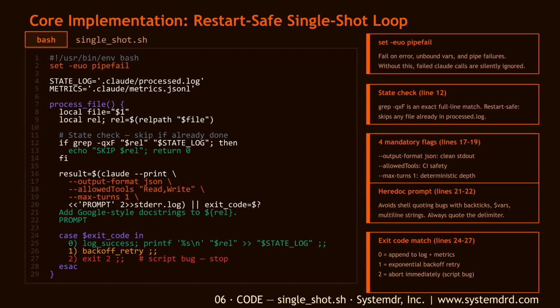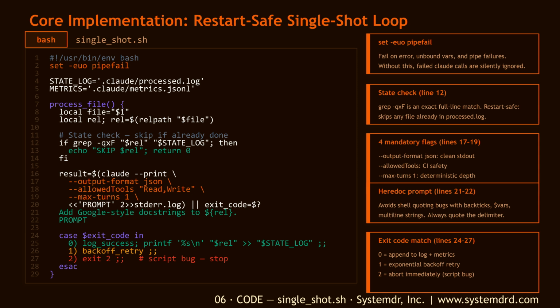29 lines. This is the complete pattern. Let me walk through the critical sections. Line 2, set -euo pipefail. This is non-negotiable. Without it, a failed Claude call, a rate limit, a network fault, doesn't propagate the error. The loop continues to the next file. It looks like success. You get partial output with no indication of which files failed. With set -euo pipefail, any unhandled error stops the script. You know exactly where it broke.